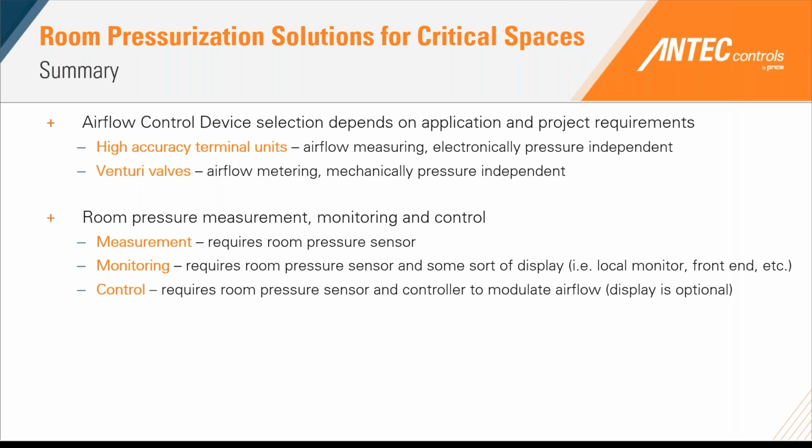And then we finished off the presentation talking about the differences between room pressure measurement, room pressure monitoring, and control. So room pressure measurement will require a sensor in the space to give us readings. Room pressure monitoring will require us to have a pressure sensor and some sort of display, either a local monitor, front-end monitoring, things like that. And then lastly, we have room pressure control. This is going to require at least a pressure sensor giving readings to a controller in order for us to modulate the airflow set point or the airflow targets. Again, a display is optional, but typically it's going to be utilized.